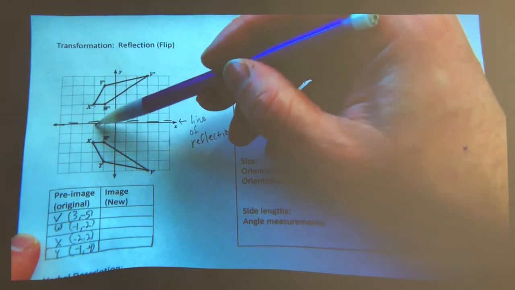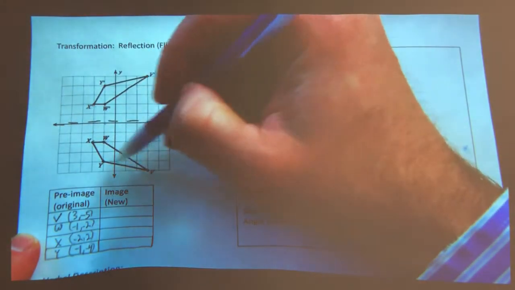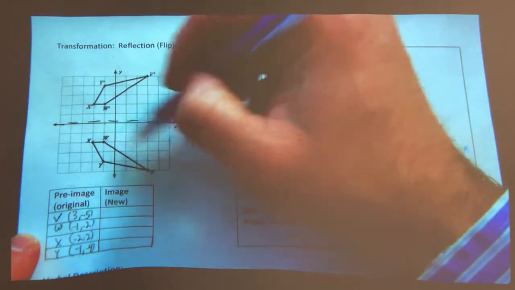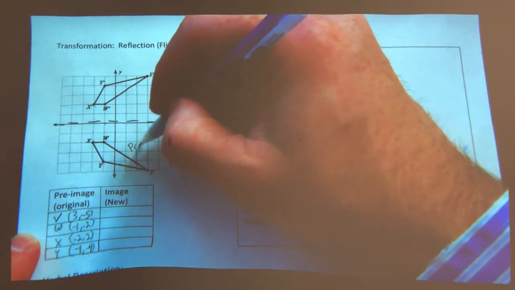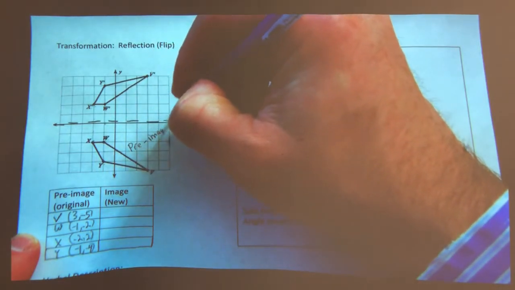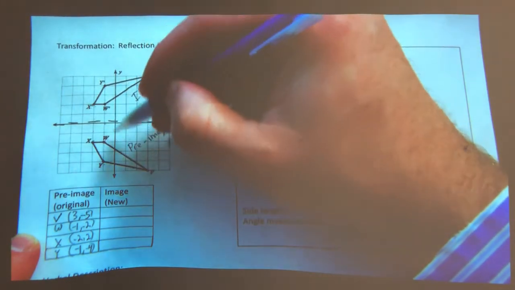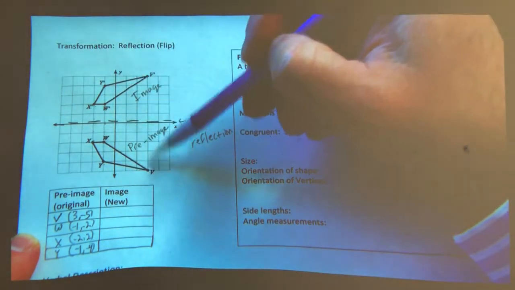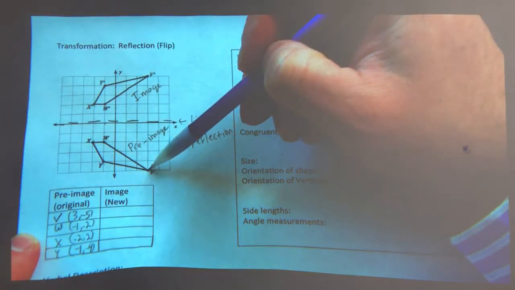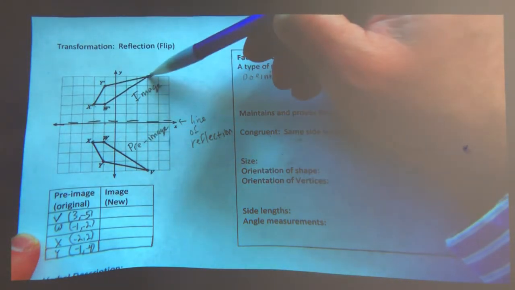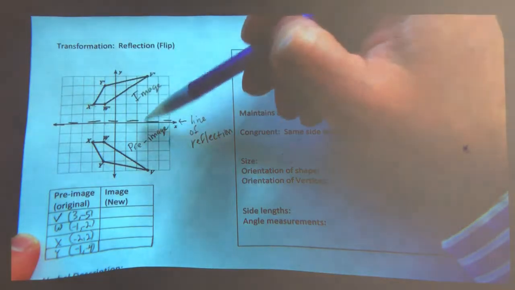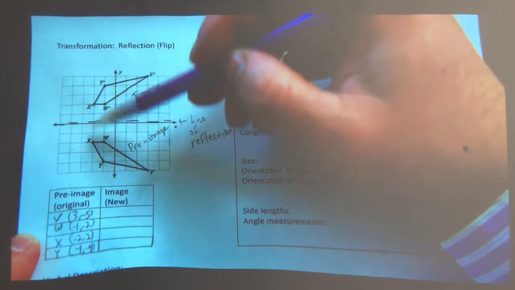So each of these vertices of the original, we'll label this as pre-image, and this is the image or the new shape. So we're flipping it across here. Each of these points is the same distance. V is 5 units away, and V prime is 5 units on the other side. So everything just flips to the other side.